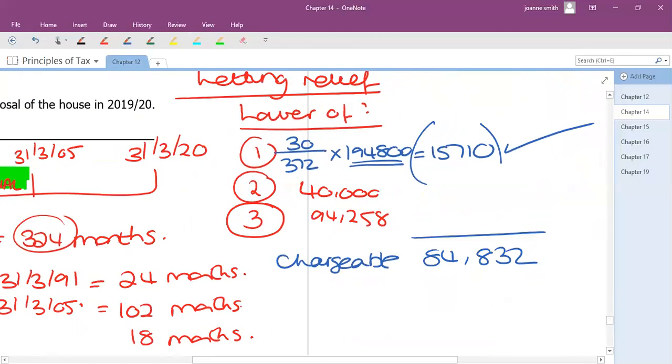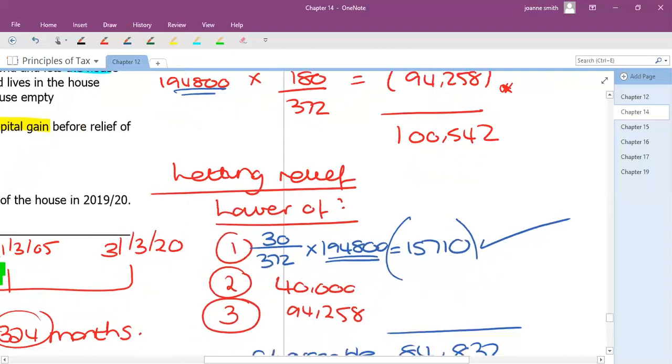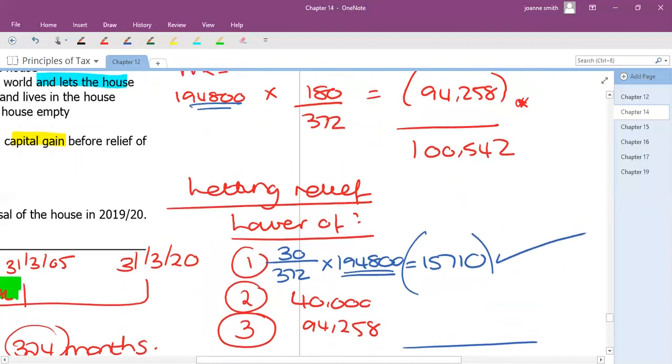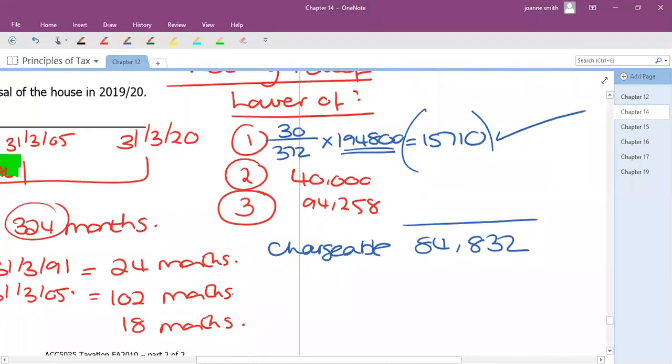Reduce your gain by that proportion of the ownership, and then look at letting relief if when it was empty, when you weren't there, you rented it out. If you never rented it out, then you're not going to get the relief. So it's the lower of the proportion of the gain that's still being charged due to the letting period, 40,000, or what you've already claimed up here for PPR. Reduce your gain, and that gives you your final chargeable amount.